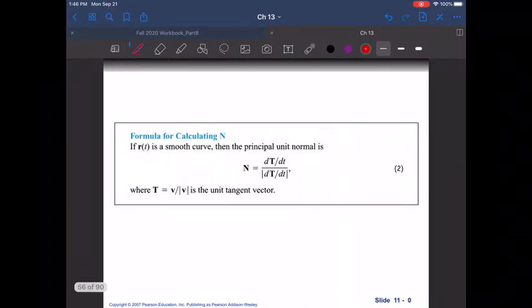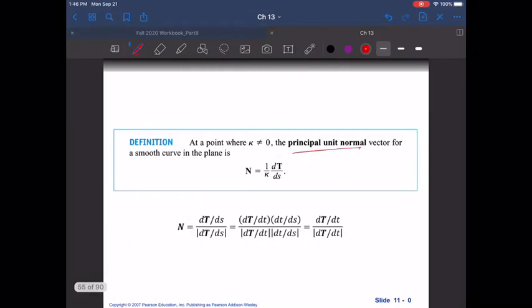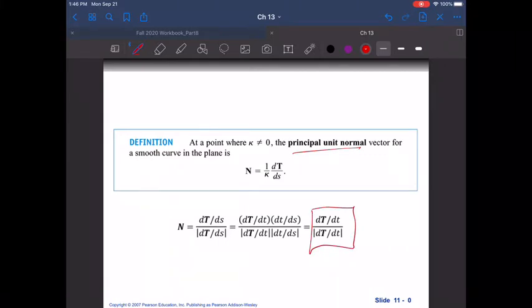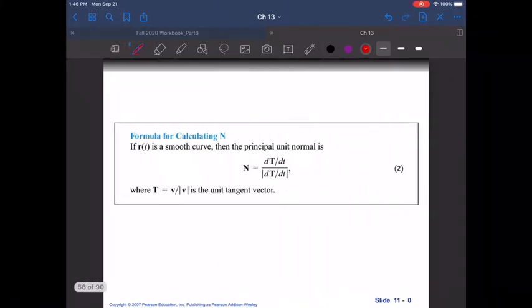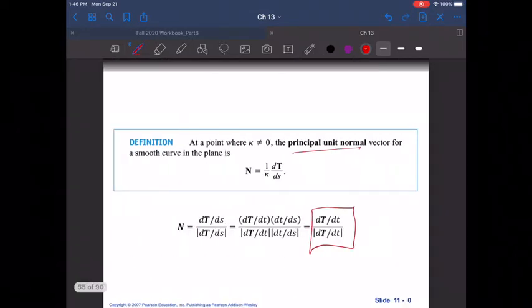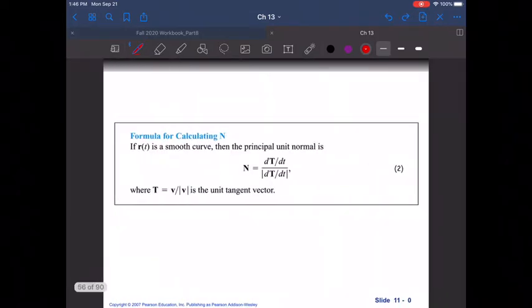All right, and then for calculating the principal unit normal, if r of t is a smooth curve, then the principal unit normal is just dT/dt over the magnitude of dT/dt. And you can see on the previous page that happens because when you plug in kappa, stuff cancels out, and that's what you end up with. Because kappa is the magnitude of dT/ds, that's how we have that divided by there. All right. And that's our normal vector.